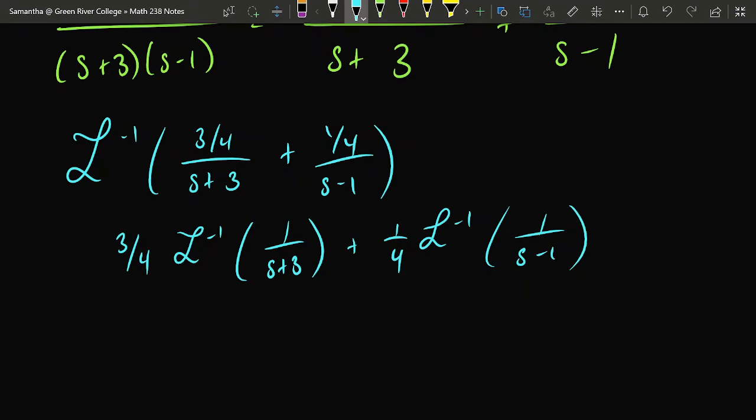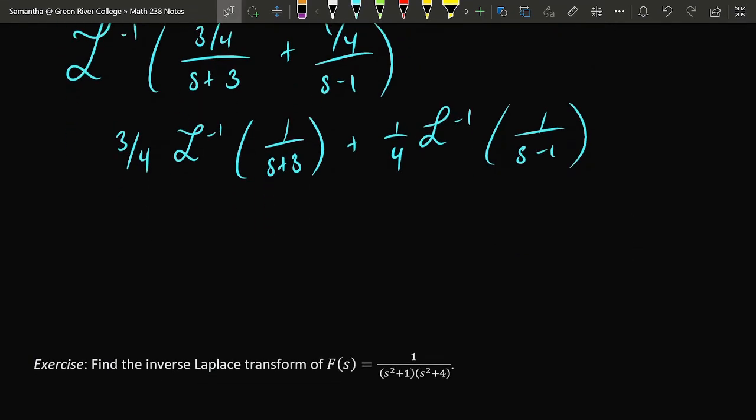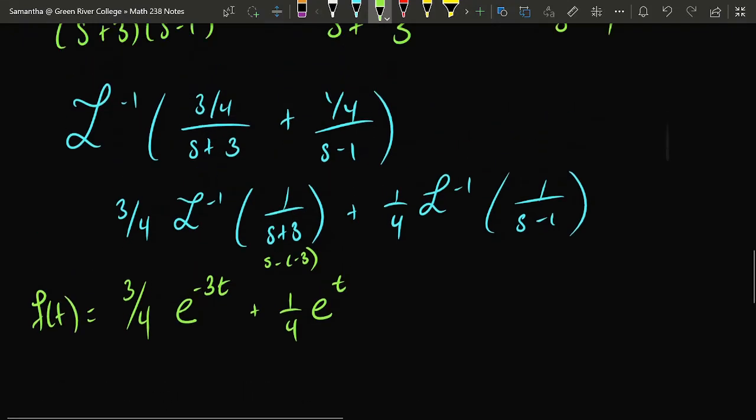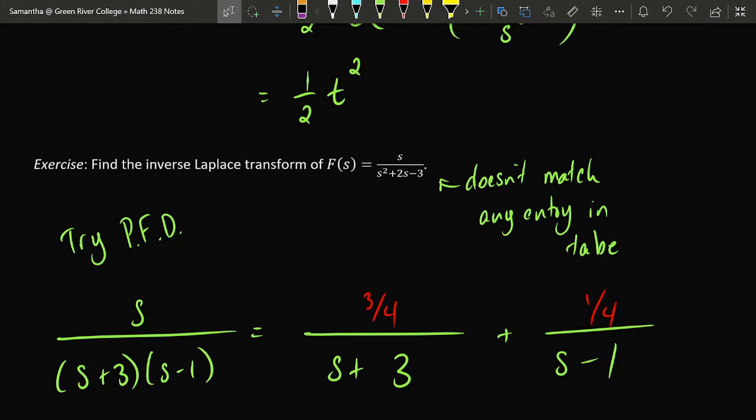Now looking back at the table, when I'm taking the inverse Laplace transform of 1 divided by s take away a number, the table says that the result will be equal to e to the power of the subtracted number. So I can think of 1 over s plus 3 as s take away negative 3, and therefore the inverse Laplace transform is e to the power minus 3 times t. The inverse Laplace transform of 1 over s minus 1 would be e to the positive 1 times t. And this function would be the inverse Laplace transform of the rational expression that we were given in this problem.